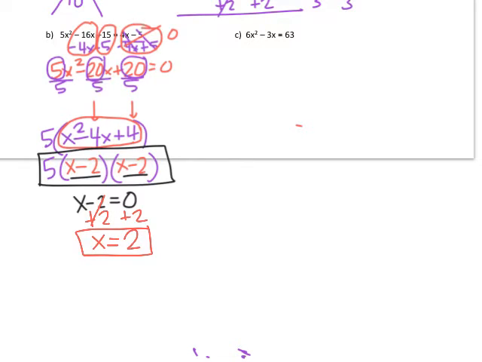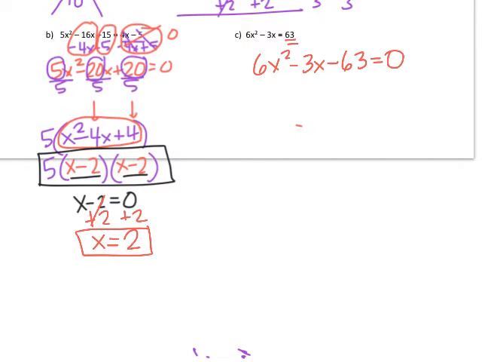x-axis. All right, and our final problem that I'm going to do with you on this side of the paper is C. If I look here carefully, I don't have everything on one side. So I'm going to have to subtract 63 from both sides, which gives me this polynomial or trinomial.